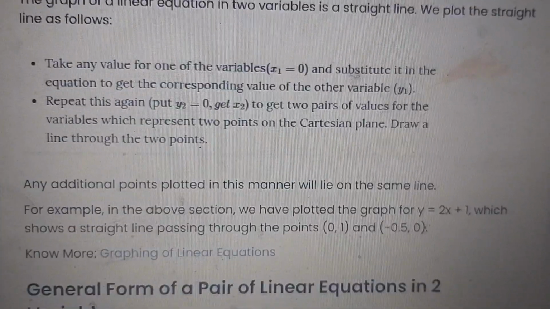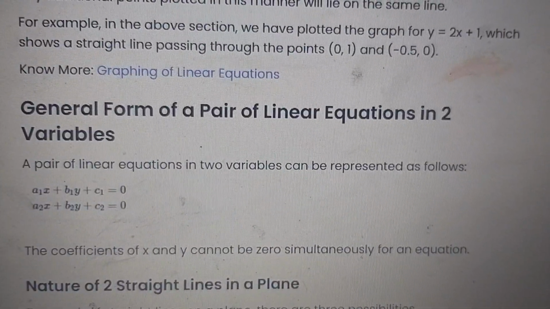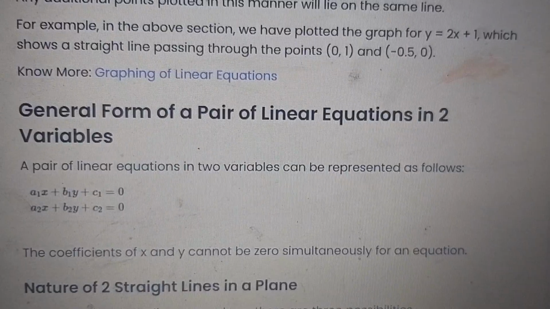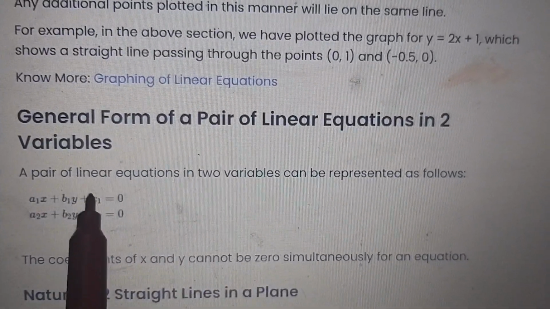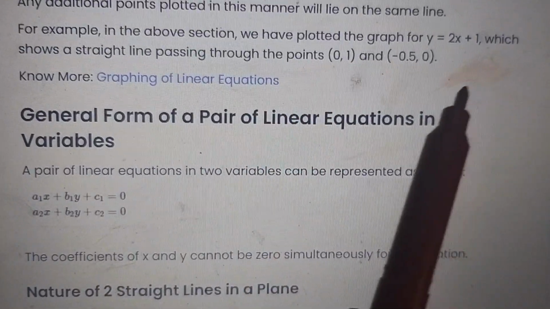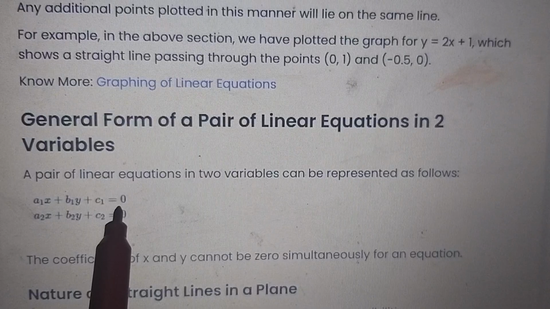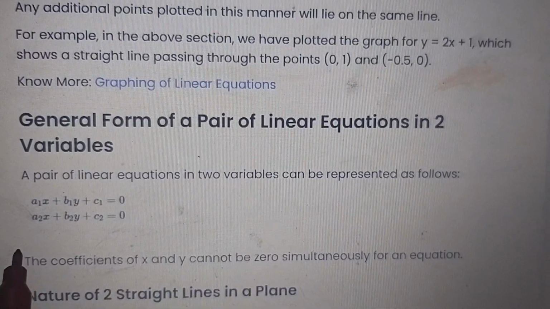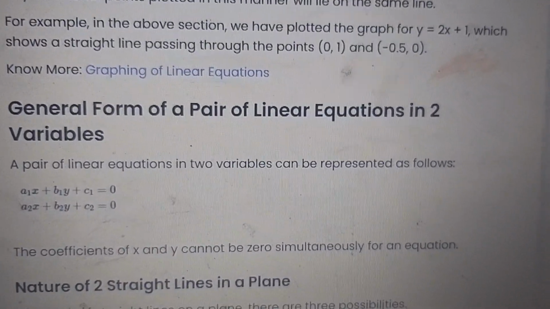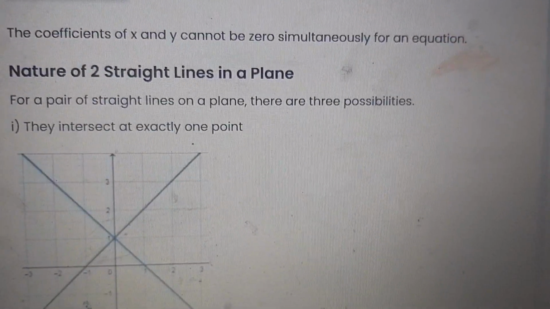Okay, the general form of a pair of linear equations in two variables: we have two variables, and ax plus by plus c is the general form. For two variables, a1x plus b1y plus c1 is equal to 0 is the first line and another is the second equation. Okay, linear equations. Okay, nature of two straight lines in a plane.